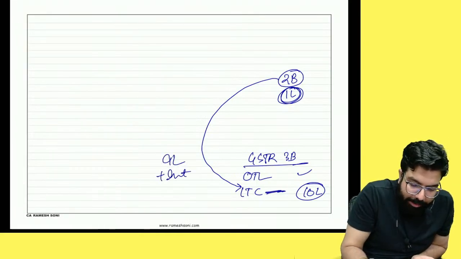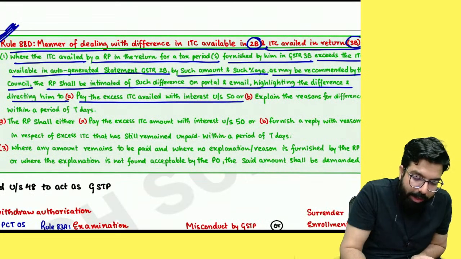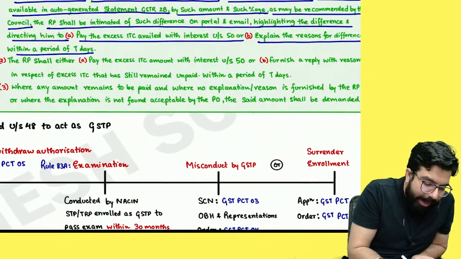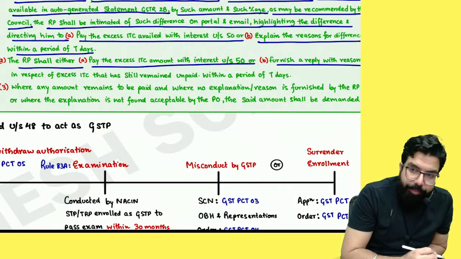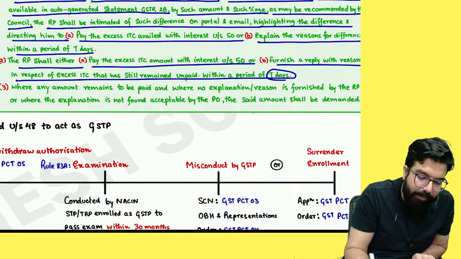9 lakh along with, the difference is 9 lakh, no? Along with interest, or you will have to go ahead and explain the reason within how many days? Either within 7 days you pay or explain the reason in respect of the excess ITC that has remained unpaid. Within how many days, everyone?